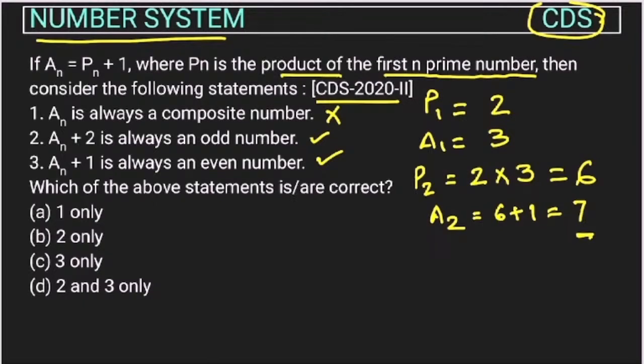Now let's see the second, an plus 2. So this will be 7 plus 2, 9. So 9 is an odd number. So this statement is again correct. Now an plus 1, 7 plus 1, 8. We will get 8. So this is an even number. So again, second and third both are correct.